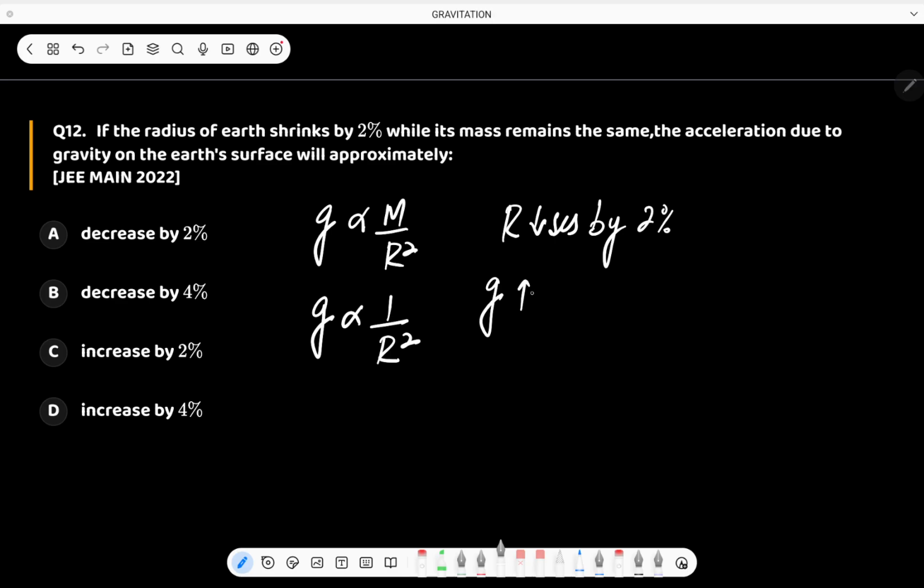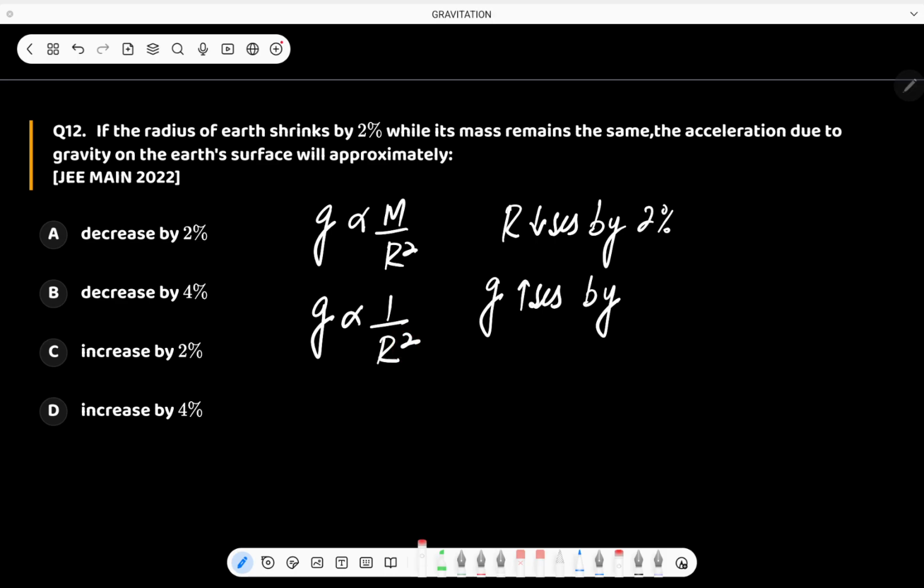Will that increase or will that decrease? Obviously it will increase. Why? Because acceleration due to gravity is inversely proportional to the square of the radius. Okay, so that means acceleration due to gravity increases. Tell me one thing: what is the power of this r?